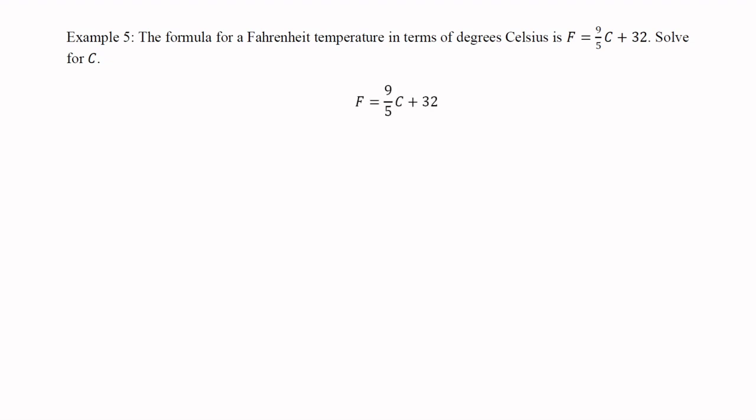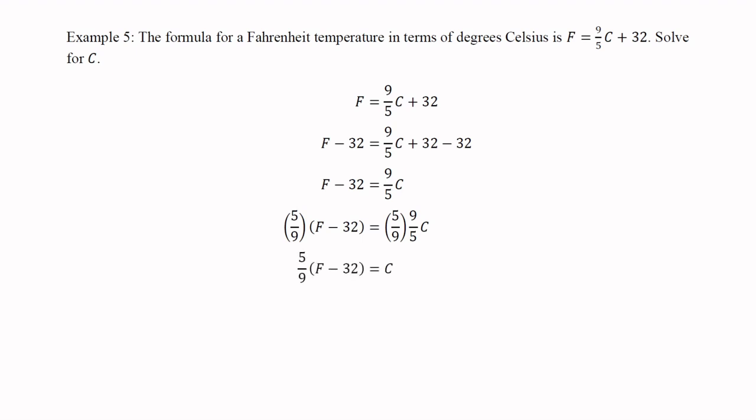So we're going to start with our equation, and we're going to first subtract 32 from each side. Then we're going to multiply each side by 5/9, the reciprocal of 9/5, to get C by itself. And that gives us 5/9 times the quantity F minus 32. That is our formula for taking a Fahrenheit temperature and converting it to Celsius.